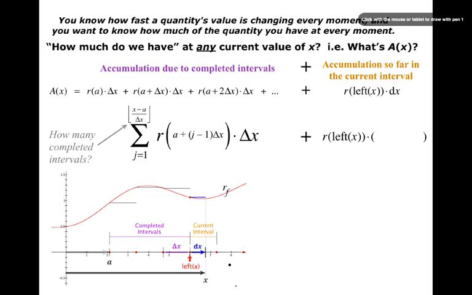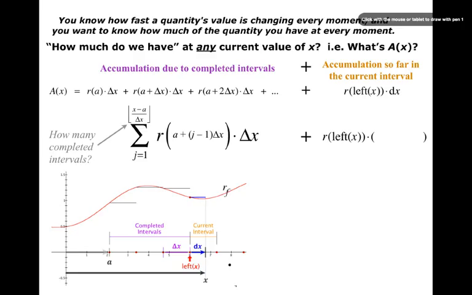So the last one we do is going to be the number of complete intervals. We're going to go from j, which starts at the first interval, all the way to the number of them, which is the last one. So then j is going to cycle through every value. j will be 1, and we'll calculate that change, r times delta x. Then j will be 2, and we'll calculate the r times delta x. Then j will be 3. And then j will be 4, all the way up to the last one, which will be the x minus a over delta x interval. And then we're going to add up all those bits of change.